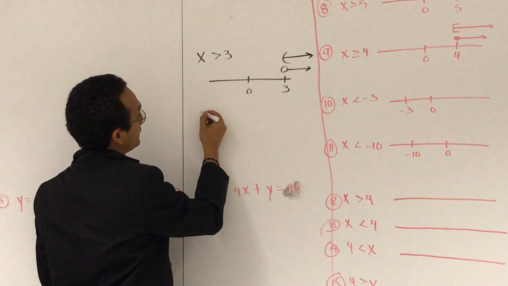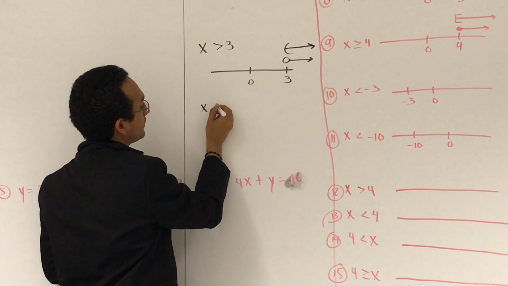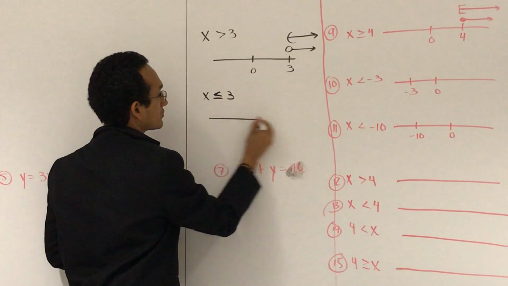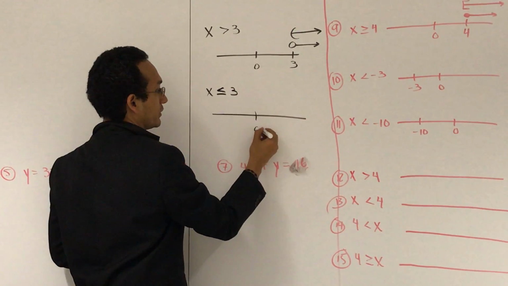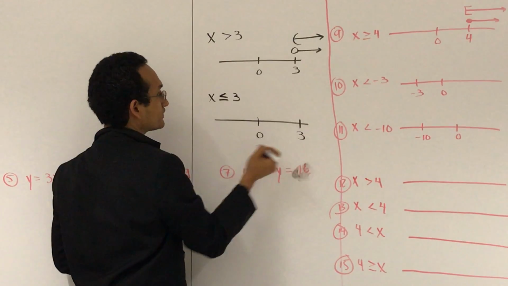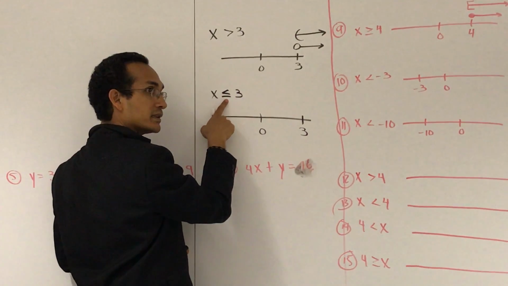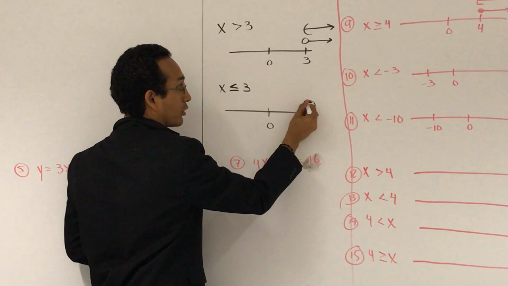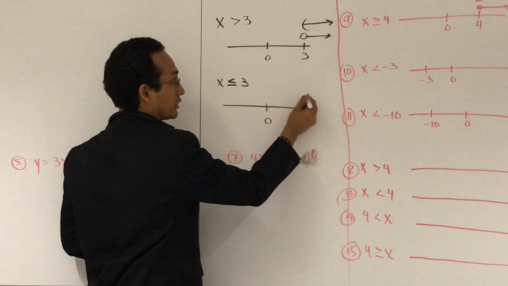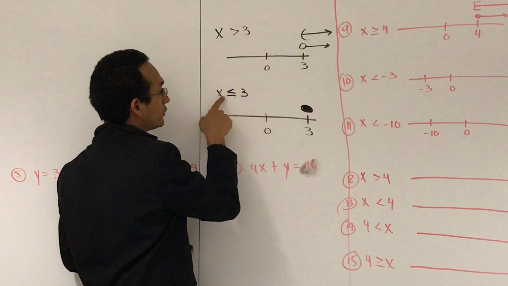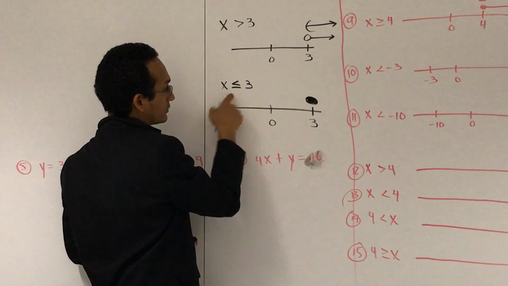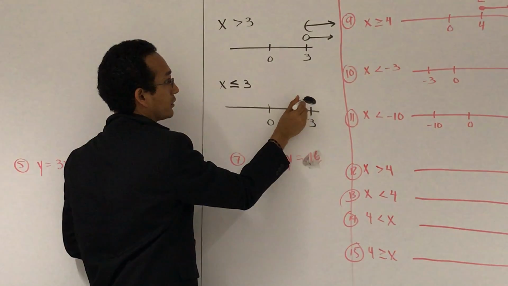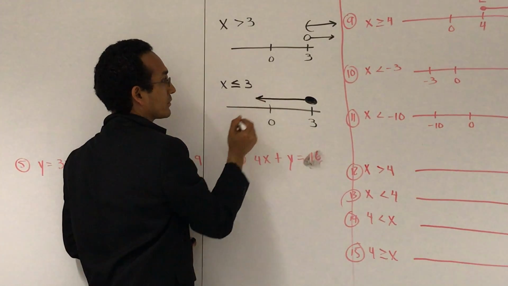What happens is, if you were to have something like this, put a 0 here, a 3 there, this means it's going to be a circle, but it's going to be a dark circle, a closed circle. And then you trust the arrow because the variable's on the left-hand side. So therefore you go like this.